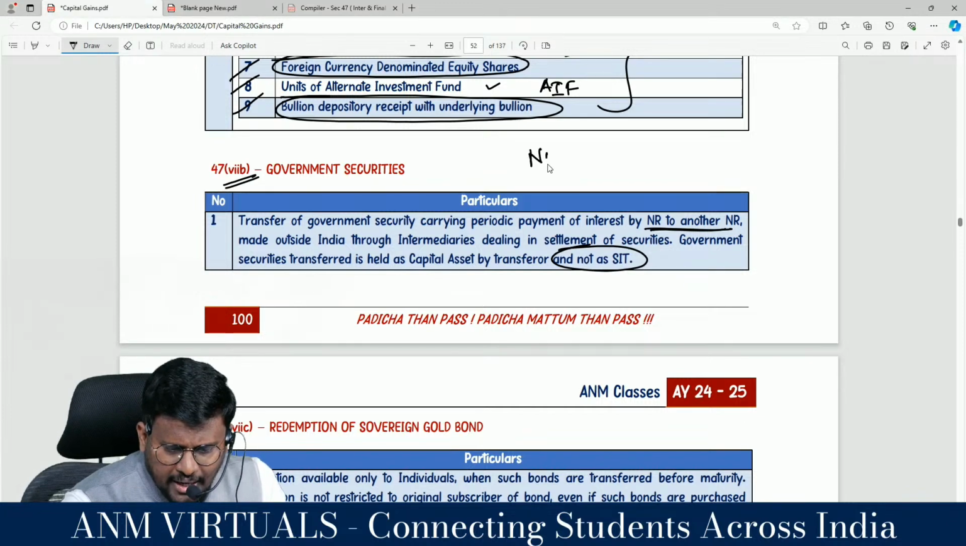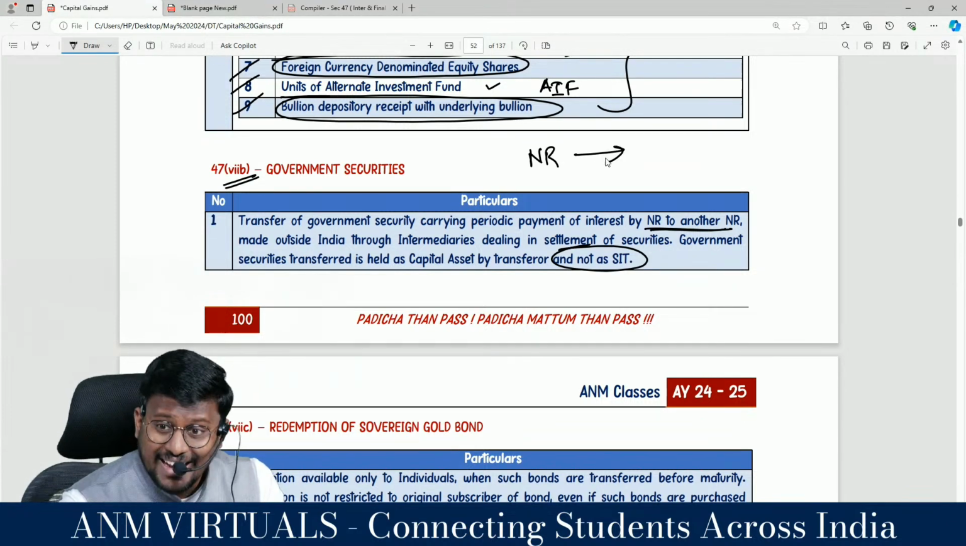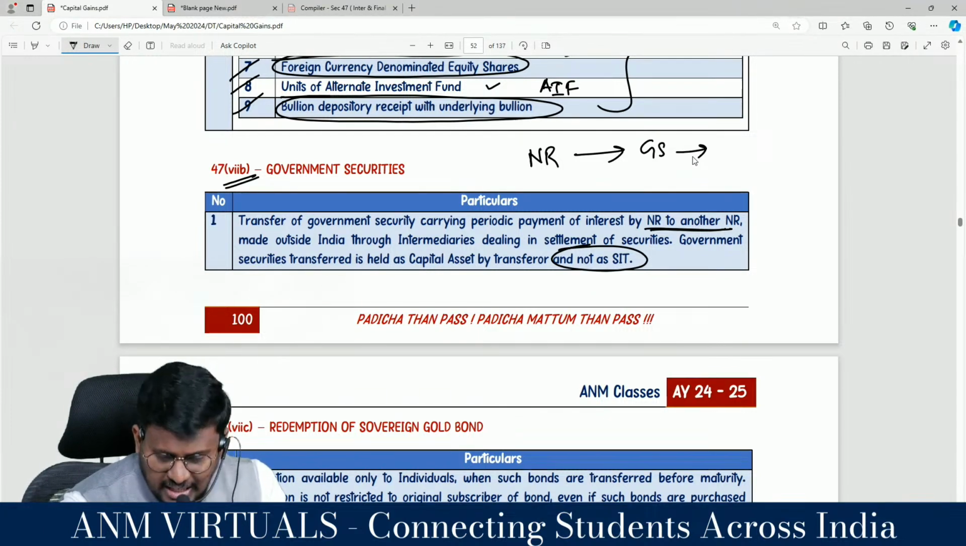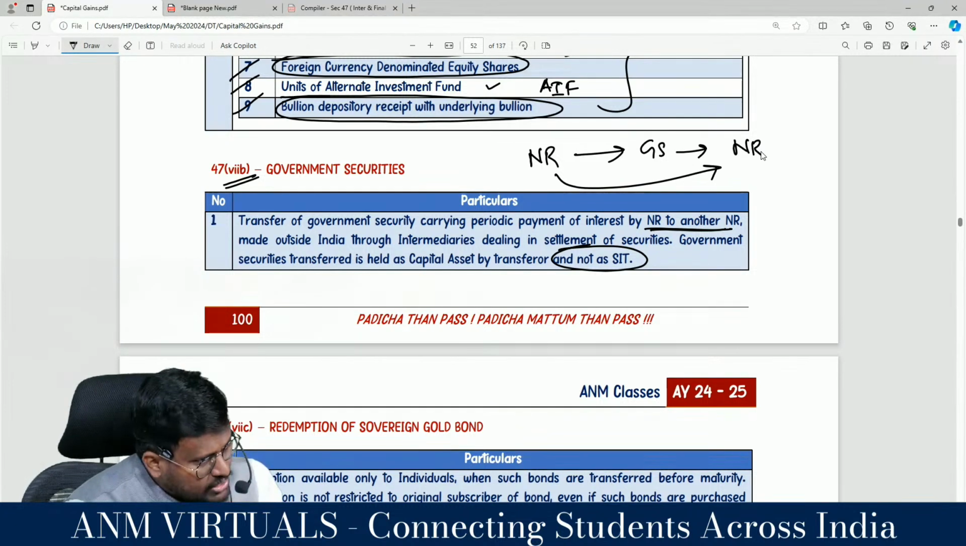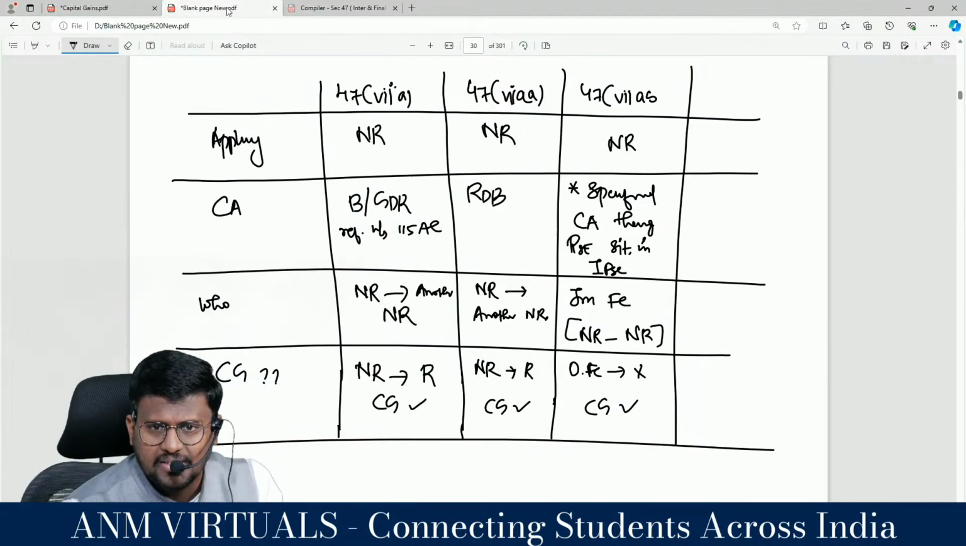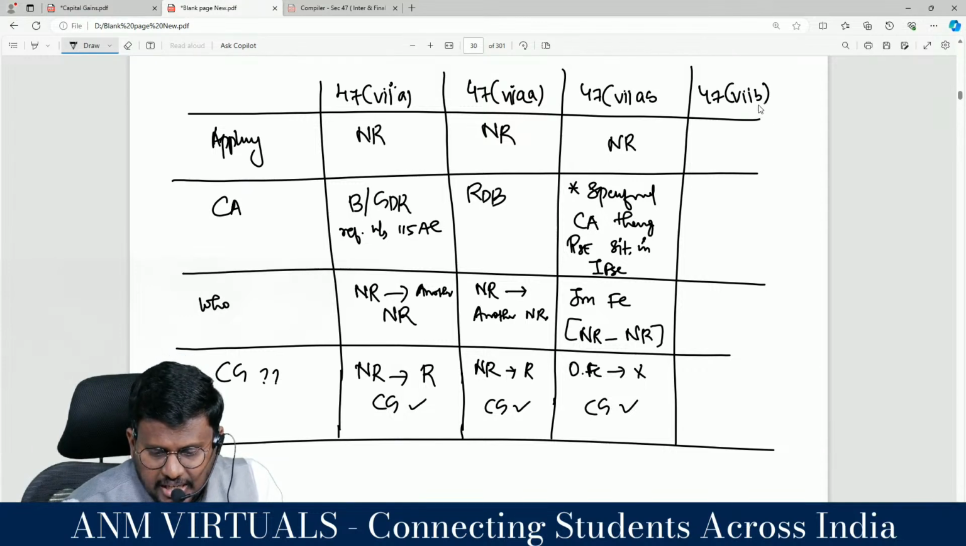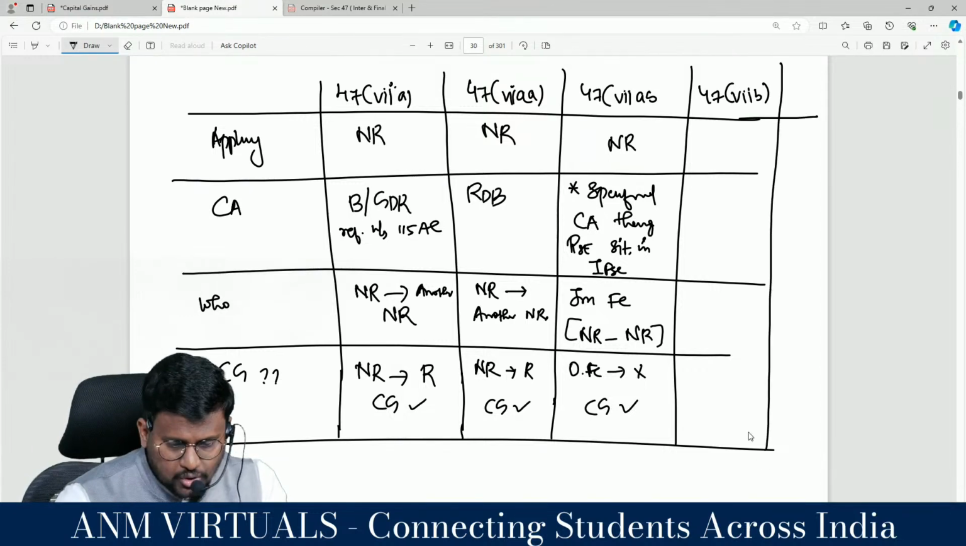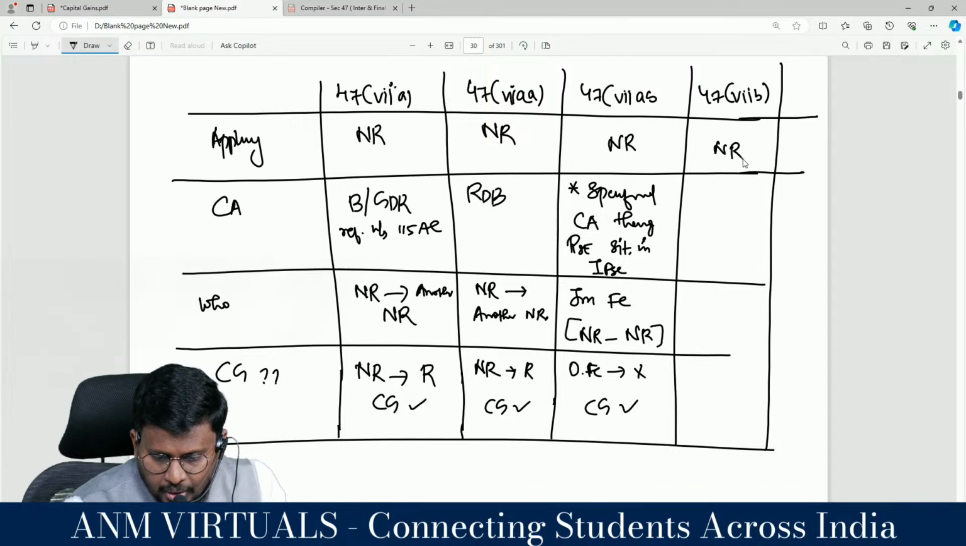Government securities. Sir, after subscribing, it is transferred to another non-resident outside India, and will not be regarded as transfer. So that is a fourth capital asset. 47 clause 7B, B stands for borrowing. You have to say applicability. This is applicable to non-resident.